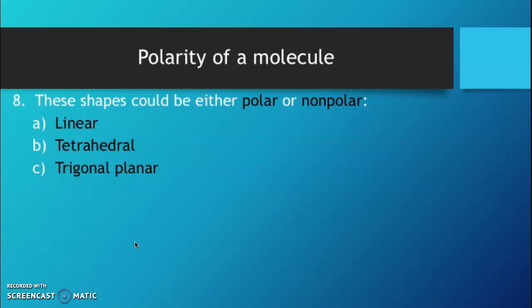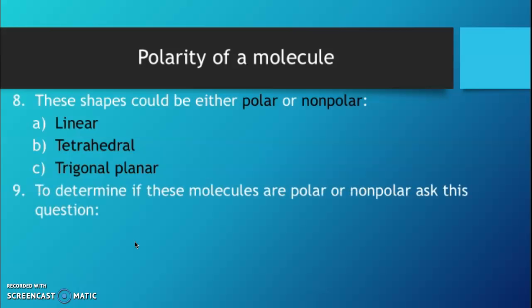Where bent and pyramidal are always polar because they're always asymmetrical, linear, tetrahedral, and trigonal planar can be either. They can sometimes, depending on what's attached to them, be polar, and sometimes, depending on what's attached to them, be nonpolar. So when you have one of these three shapes, you ask yourself a second question: are all the end molecules the same?